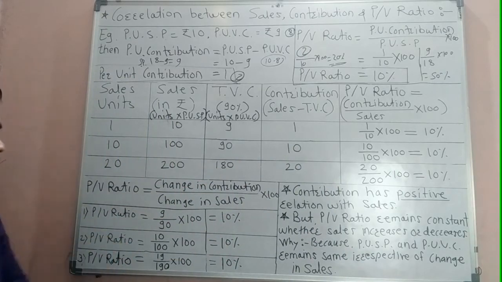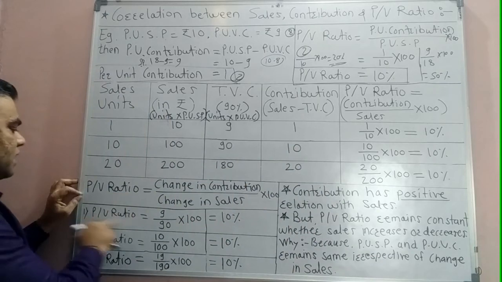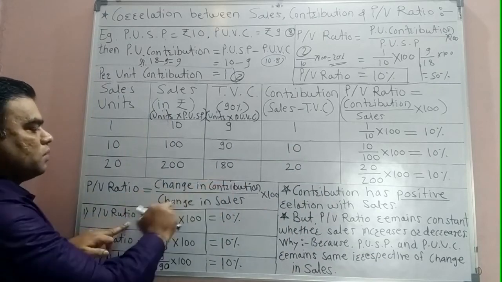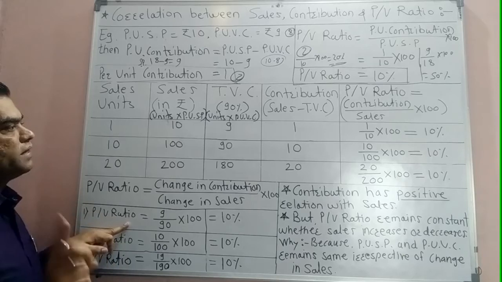Now we are going to understand this alternative way. PV ratio is equal to change in contribution upon change in sales. Now we are going to take the first change.